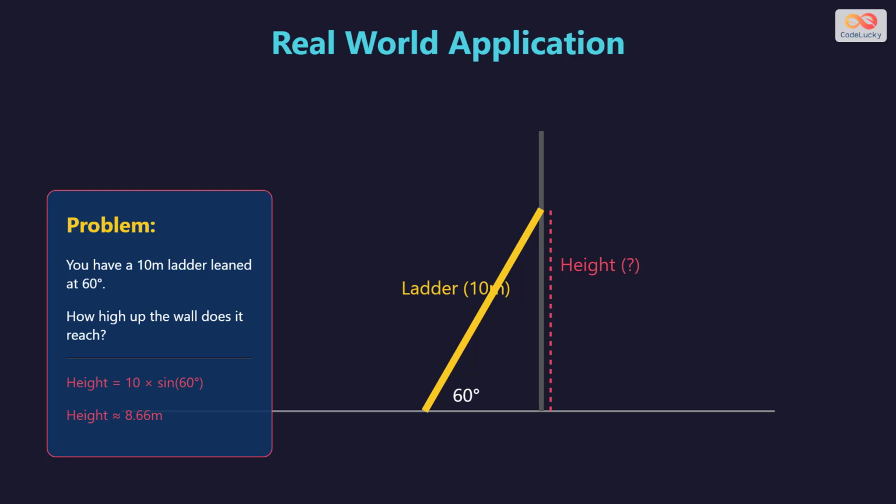Why is this useful? Imagine you need to calculate the height of a wall, but you can only measure the length of a ladder and its angle. By using the sine function, you can rearrange the formula to find the unknown height without ever climbing the wall.